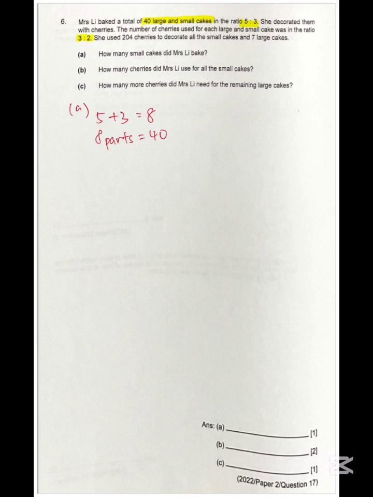So 1 part, I divide by 8 for both sides, so I get 5. Then she wants small cakes. So small cakes is how many parts? 3 parts, right? Over here. So 3 parts equals, so I multiply by 3, so I get 15. So in total I have 15 small cakes. Part A answer. Okay, for part B.